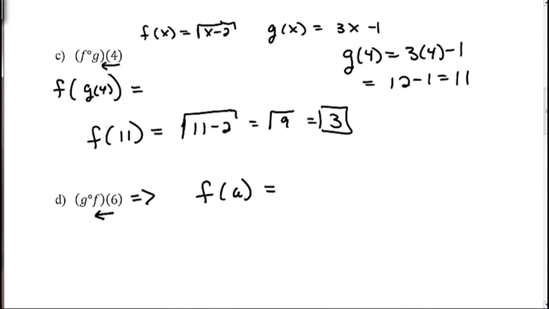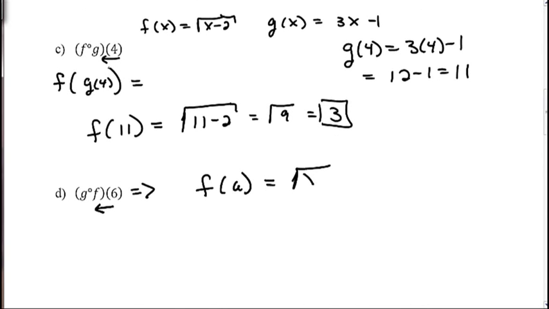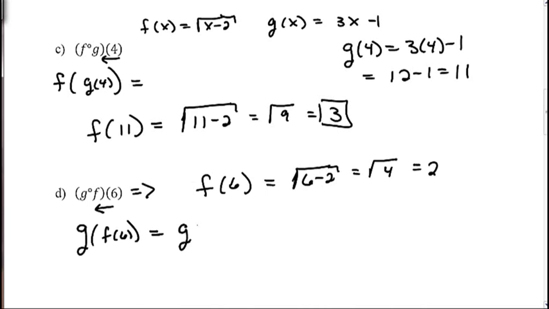Our function f is the square root of x minus 2. So that's going to be the square root of 6 minus 2, which is the square root of 4, and the square root of 4 is 2. So you want to take what you get for f of 6 and plug that into the function g. Our result from plugging 6 into the function f was 2, so we want to find g of 2. And g of 2 is 3 times 2 minus 1, and that's 6 minus 1, or 5.